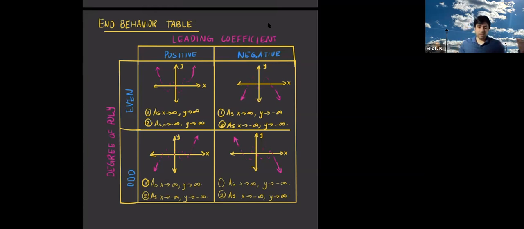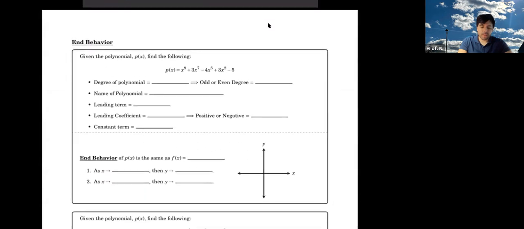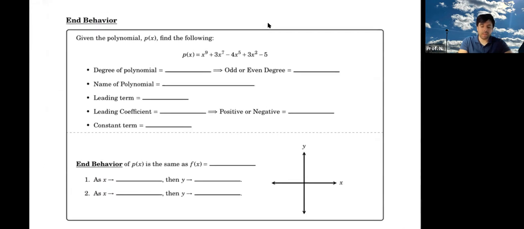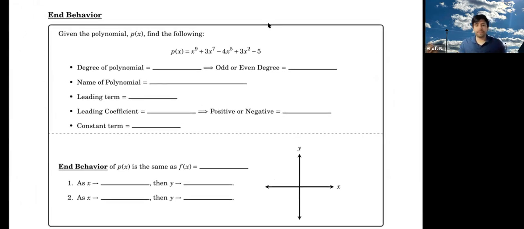Okay, so now that we have this groundwork set before us, let's look at the next page of that file that I sent on Google Classroom. It's exactly on end behavior. So let's look at it. Now this should be 1, 2, 3, right? It should be quick. So the degree of the polynomial is what? 9. Odd or even? Obviously it's odd.